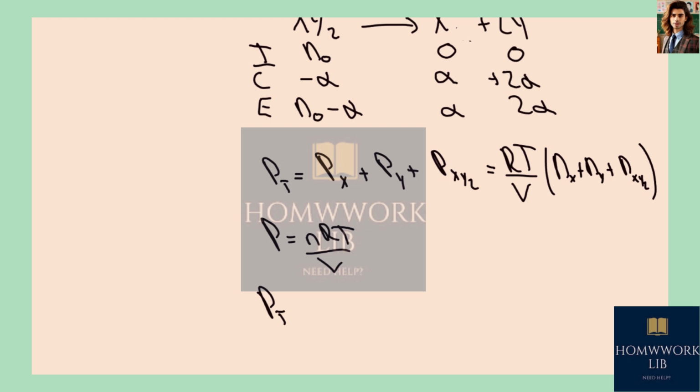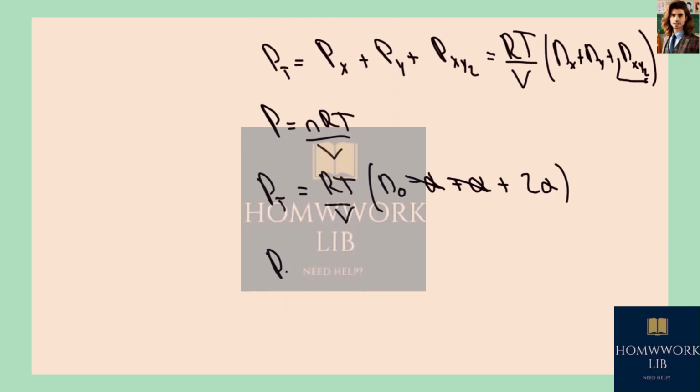This is going to allow us to generate an equation with the degree of dissociation, which is going to be RT divided by V multiplied by the initial amount of mole that we had minus alpha, this is the amount of mole of XY2, plus alpha plus 2 alpha. So minus alpha and alpha cancel out, and we get that the total pressure is going to be equal to RT divided by V times N0 plus 2 alpha.